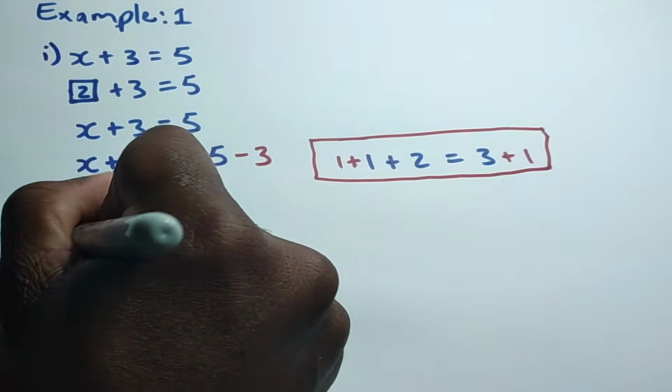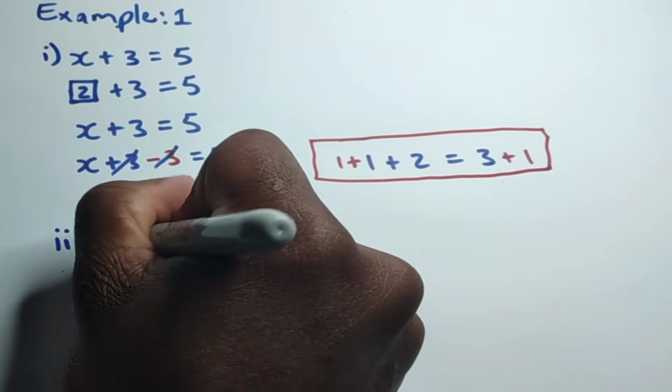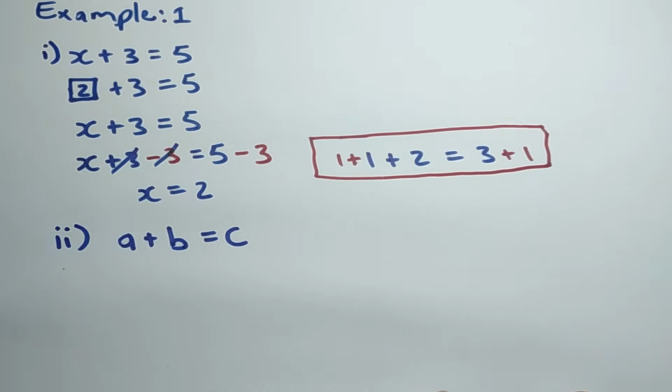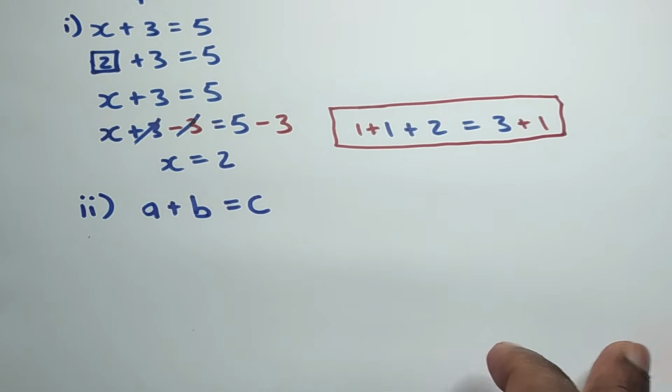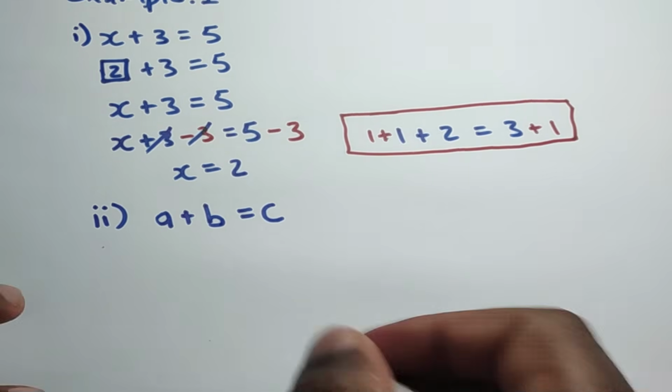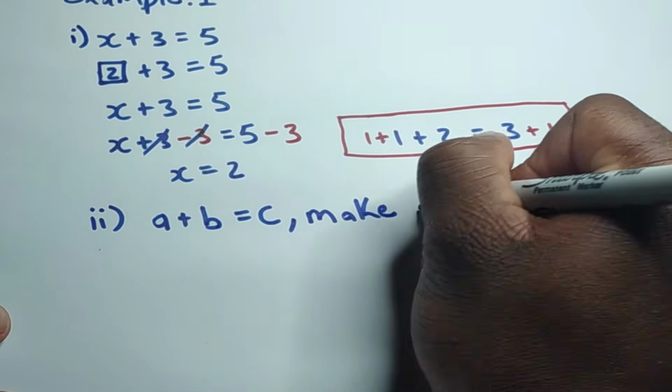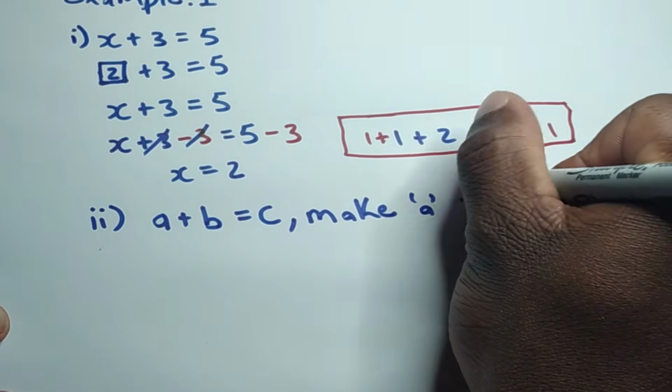Now let's look at part 2. Now what if we had a plus b is equal to c? Alright, so in this case we only have letters now. Now the same thing is required. What if they had asked us to make a the subject?